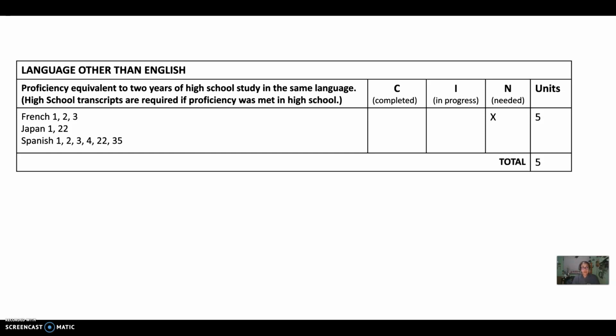Also, I would like to point out that if you have AP credit, if you took an AP class in high school and took the AP exam and got a score of 3 or higher, you want to let your counselor know about that because you may be able to get course credit for that AP class.